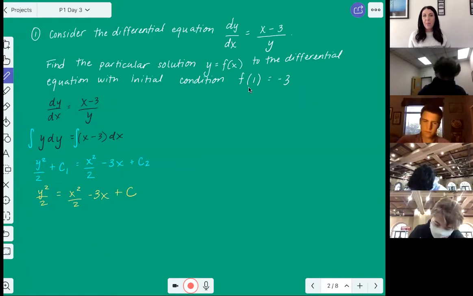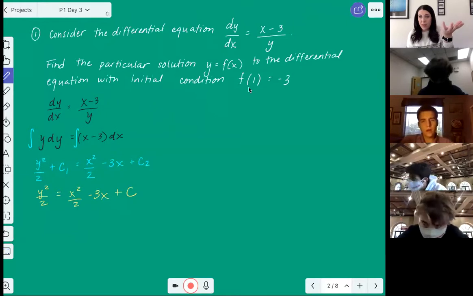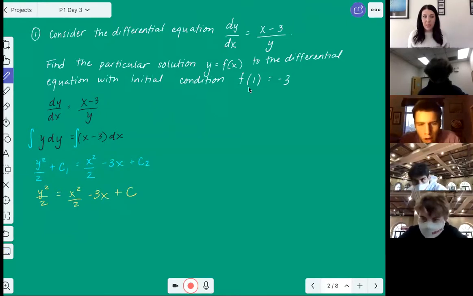Does that make sense, how we're combining those C's? C2 is some number, C1 is some number. If I subtract C1 over to the right side, I just end up with some new constant. So we're just going to call that constant C. Are there any questions so far? Please ask a question if you have a question.